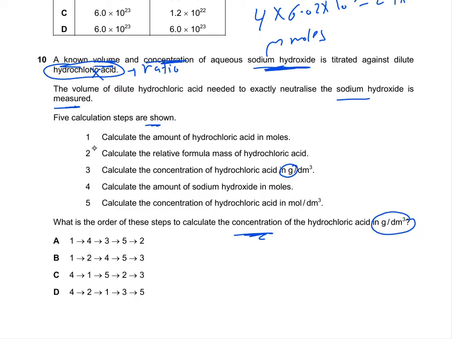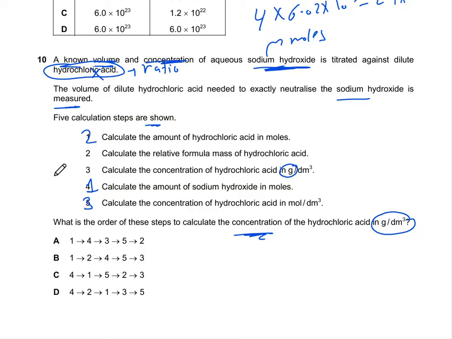So first of all, we will calculate the moles of sodium hydroxide. So that's the first step. Then we will calculate the moles of hydrochloric acid by ratio. So that's the second step. Then we can calculate the concentration of hydrochloric acid in mole per decimeter. So that's the third step.